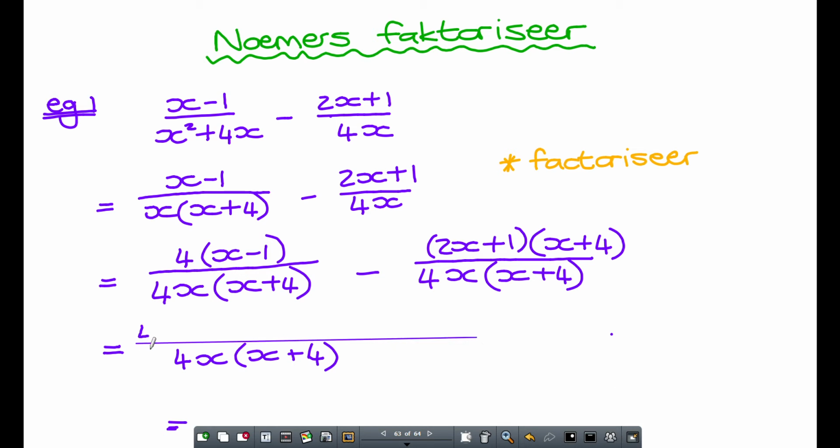I'm going to say 4x minus 1 minus 2x plus 1, x plus 4. Goed. So al wat ek nou moet doen, is ek moet bo gaan uitkansel, gaan inmaal. I'm going to multiply in the 4, and then over here I'm going to do FOIL.